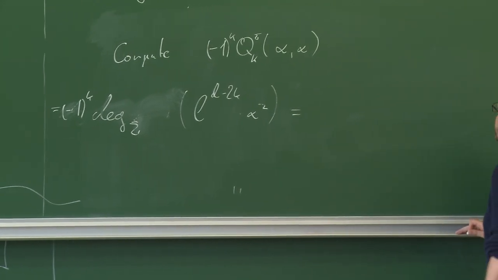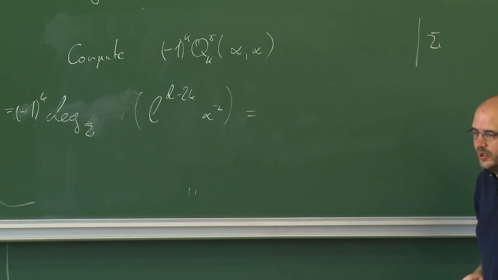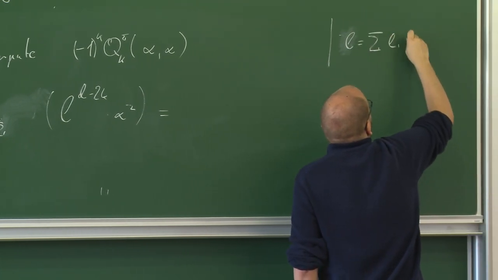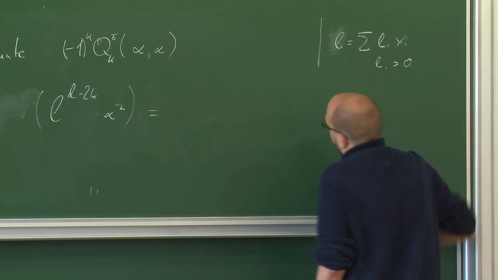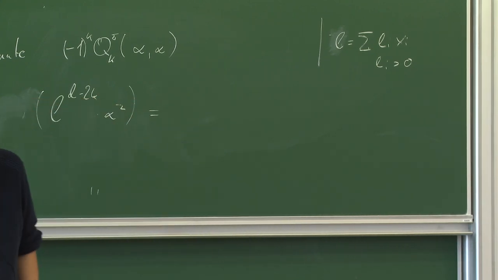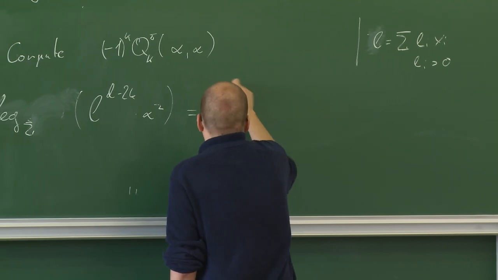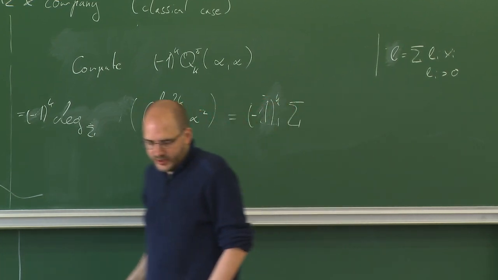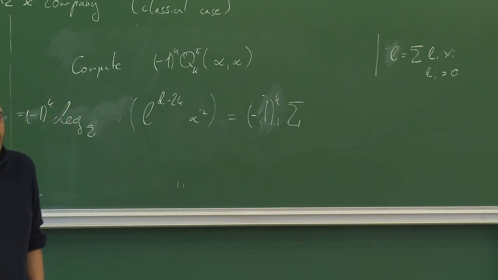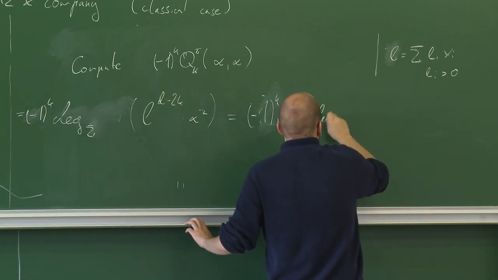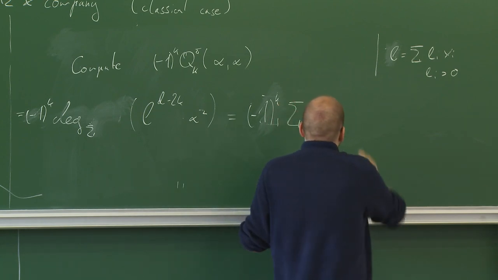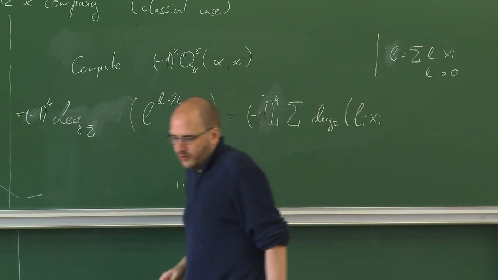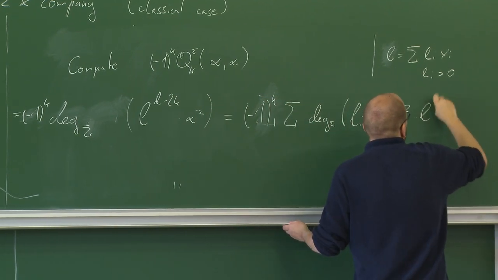All right, and let me just come to a convention. Let me write L as a sum of Li xi, where the Li are positive. It's convex. So this is minus 1 to the k times the sum, where I take one of the L's and split it up. I take degree in sigma still of Li xi, and then I compute alpha squared times L to the d minus 2k minus 1.